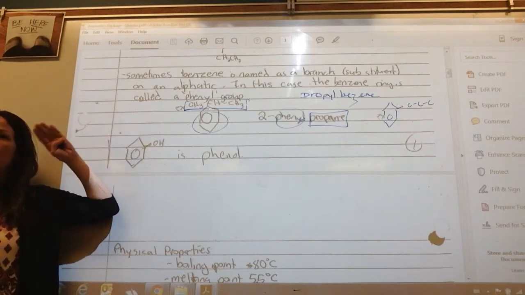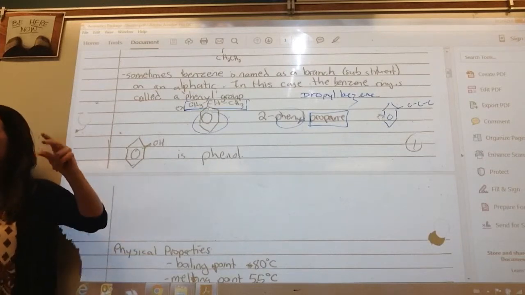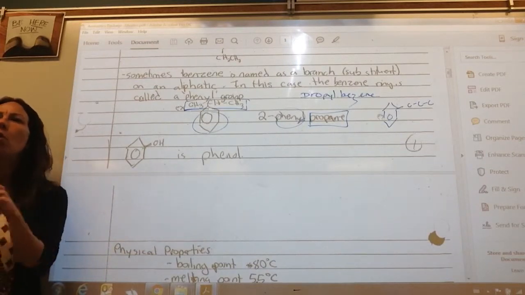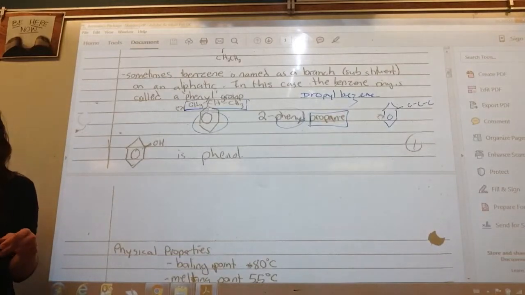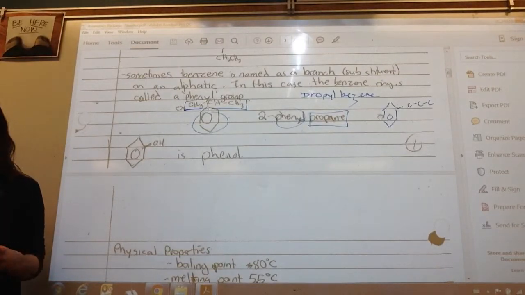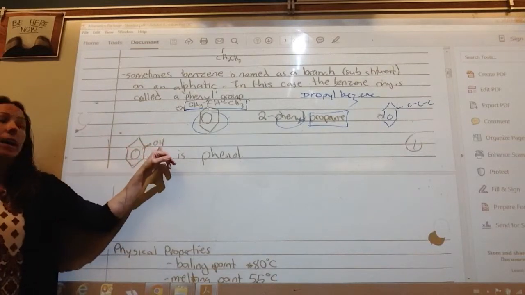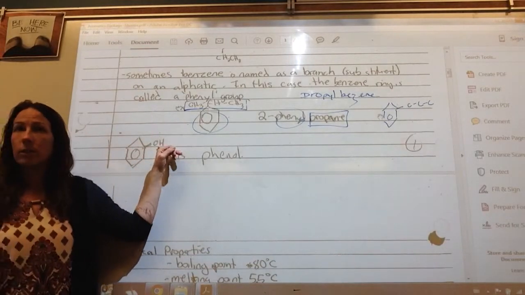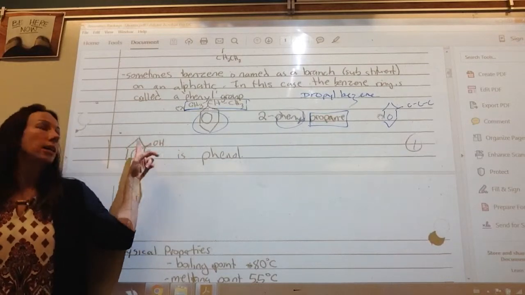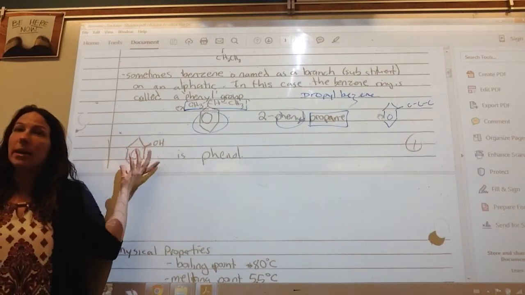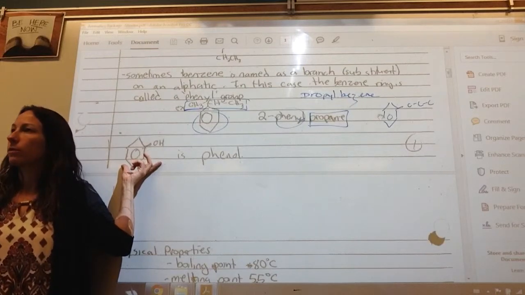Benzene by itself, nearly unreactive. That donut in the middle is so stable. Nothing can get it to break. So there's no addition. But if I add a phenol to it, for reasons I won't go into, it does destabilize that ring and makes this thing a little bit more reactive.